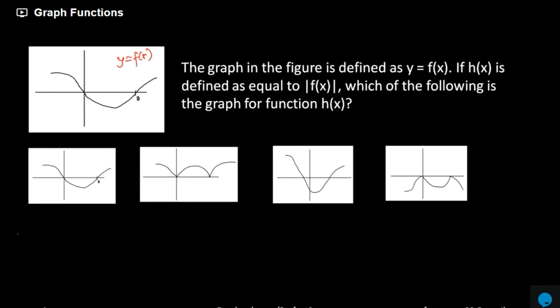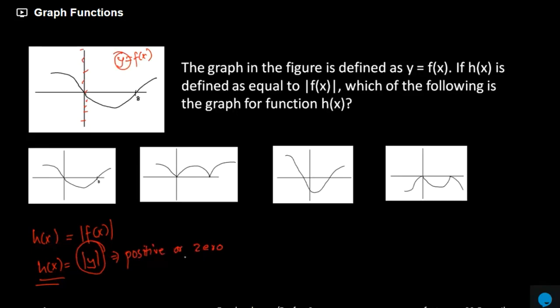If h of x is defined as h of x is equal to modulus of f of x, which means h of x is equal to modulus of y. That means because y is equal to f of x, which of the following is a graph for h of x? Now, what is y here? Y over here is all these values. And when I talk about modulus, it is always positive or zero, right? It can never become negative.